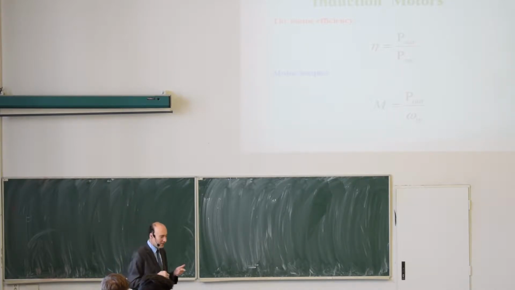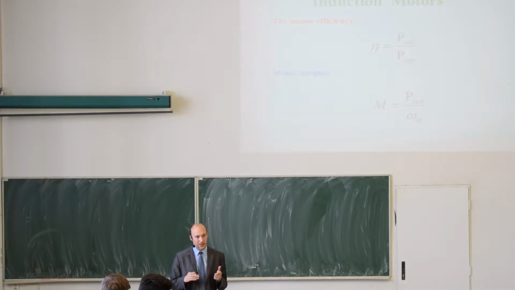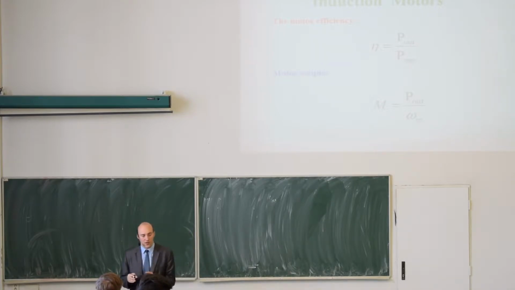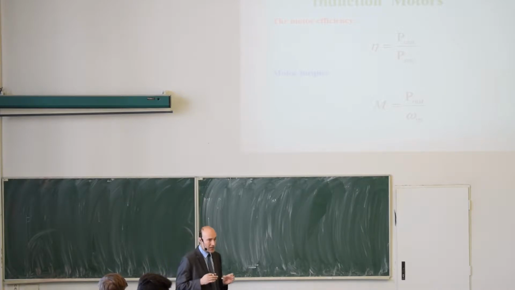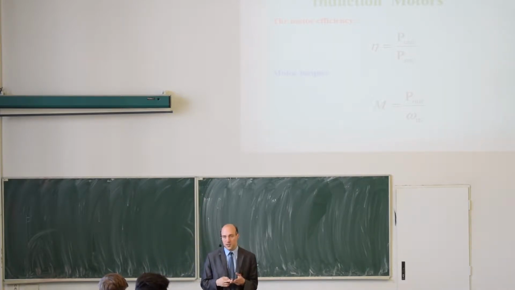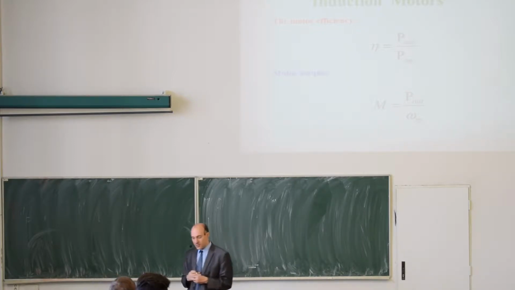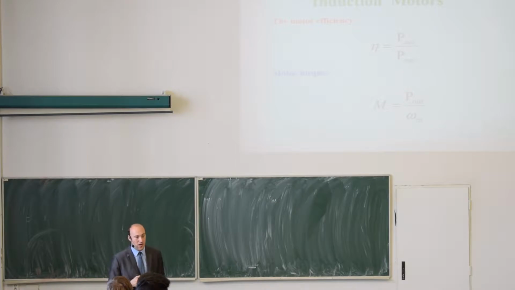So if you would measure the efficiency of an induction motor for different speeds and different torques, you'll find out that it's changing. So the efficiency is typically specified for the nominal point. You have a motor, on the nameplate you will find nominal torque, nominal speed, nominal power, and eventually also nominal efficiency. And the goal of the manufacturer is to place the point of maximum efficiency near the operating point.